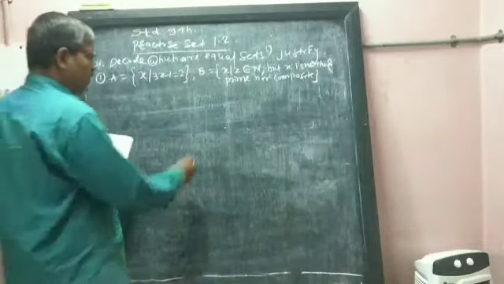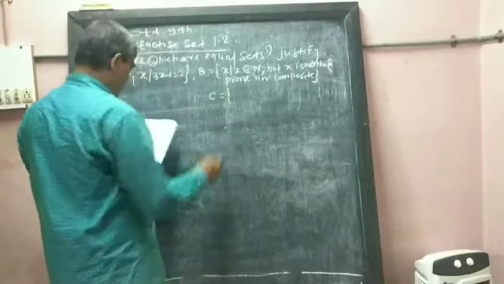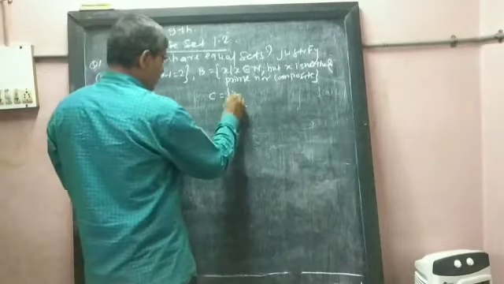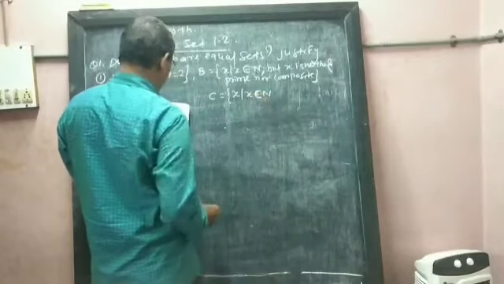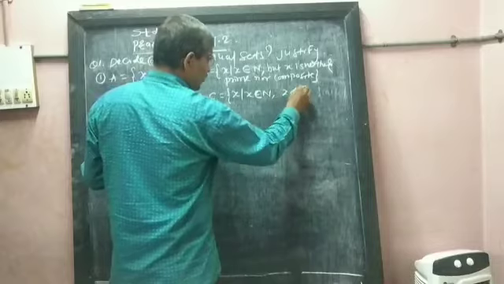Finish. And one more is given. There are three sets given, and we have to decide whether these three sets are equal or not. X belongs to N and x is smaller than 2.